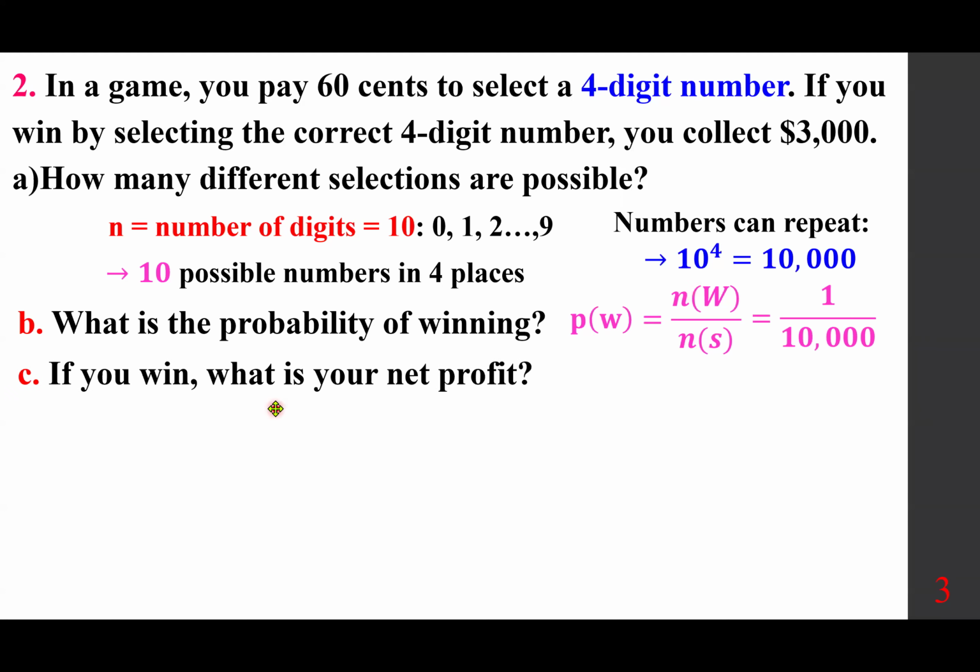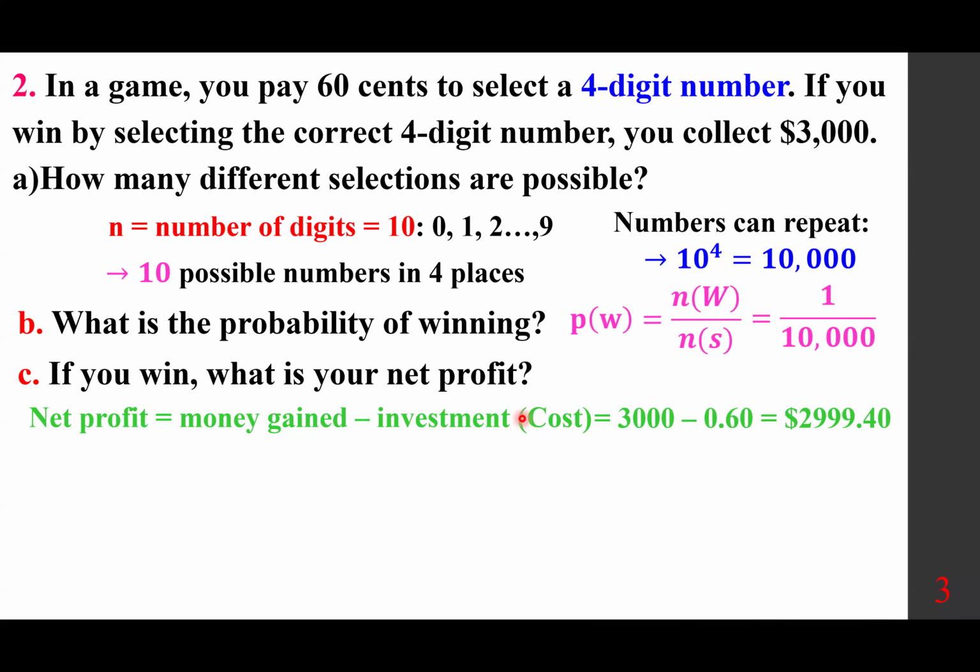If you win, what is your net profit? Well, here's the money we receive, and here's the money we spend. So net profit is money gained, which is $3,000, minus investment, or in this case, the cost of the game, or the ticket. So the net profit is $2,999.40.